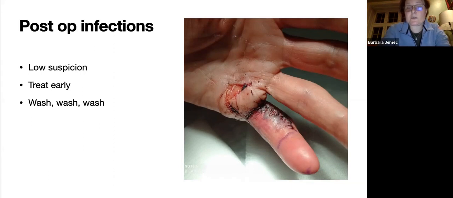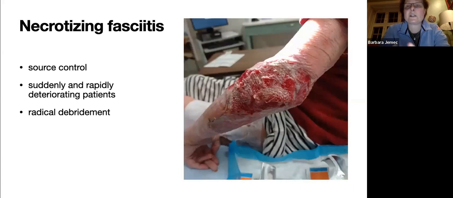This lady's regained most of her range of movement, and I see her often because she's a theatre sister in my department at the hospital where I work, and she's regained most of her range of movement thanks to my wonderful therapists. Necrotizing fasciitis, of course, can also happen in the upper limb.